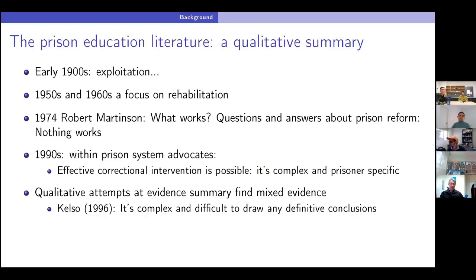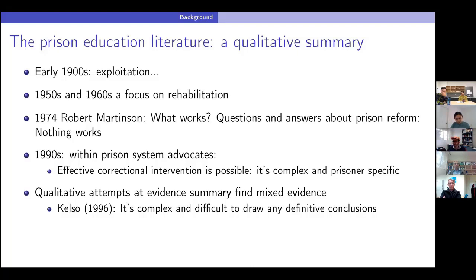If you're not particularly familiar with this literature, I've highlighted that if you go to the 1900s, basically this is a system of exploitation of people. At some point, the feds in the US intervened in the system, and you emerge in the 50s and 60s with the prison system having a focus on some sort of rehabilitation aspects.